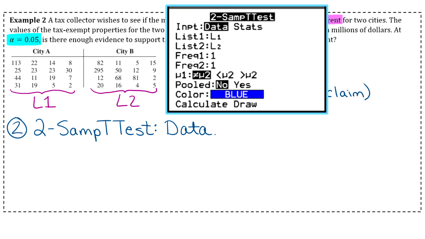Okay, and it's going to give you a list of things to fill out. You really don't have to put much in here, so your calculator should already have list 1 as L1, list 2 as L2. If for some reason that's wrong, then you can change it. Both frequencies should already be 1. You're never going to change those, always just leave them. Make sure that you select not equal to mu2 and click enter on that one. Pooled, again, don't touch that, keep it on no, and then go to calculate. Okay, and then you'll get a p-value, when you round it to 4 decimal places, of 0.3582.